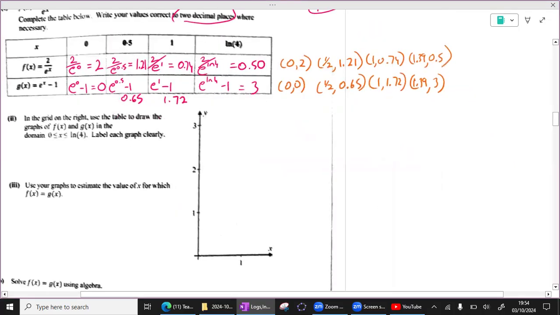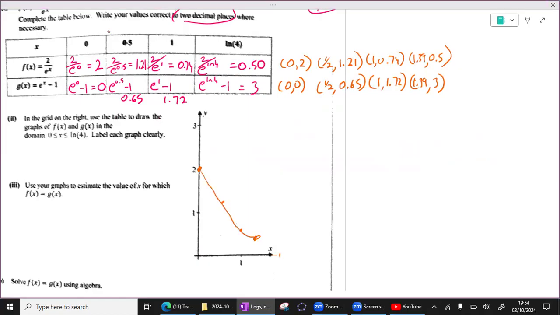So then I go down here and I plot that. So 0, 2 is there. A half and 1.21 is about there. 1 and 0.74 is probably about there. And 1.39, now I kind of would visualize where the 2 is, so that I can then visualize where the 1.39 is and 0.5. So that's about there. So my graph kind of looks like that.